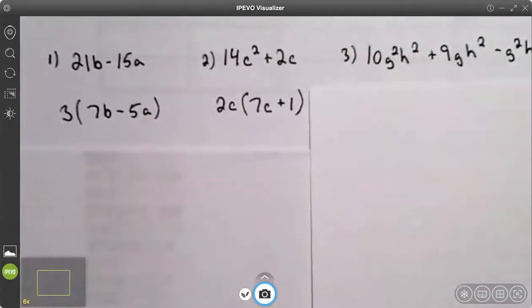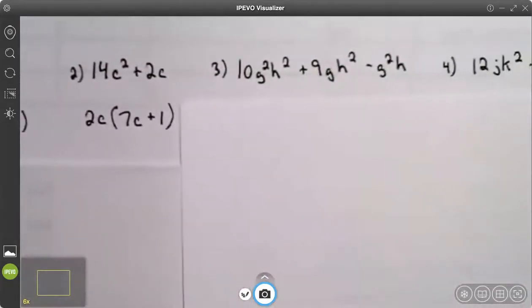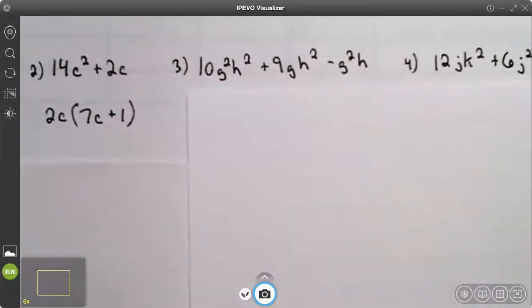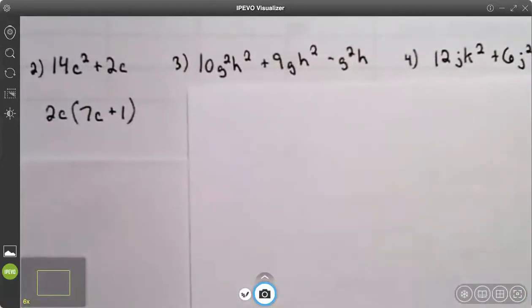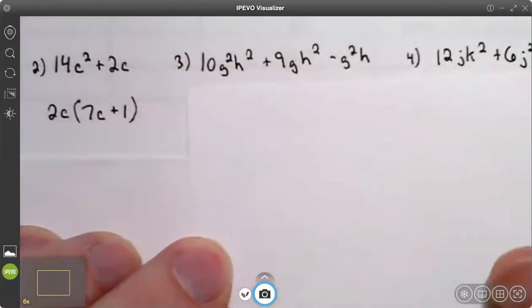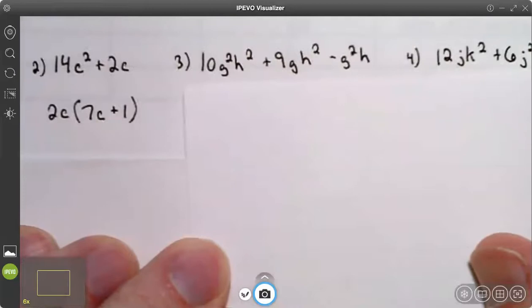So I hope after we've done this many, these are starting to get easier for you. And by the way, this is the easiest way to factor, using a greatest common factor. The other ways are not nearly as fun and not nearly as easy. But those will be different lessons. Try number 3.